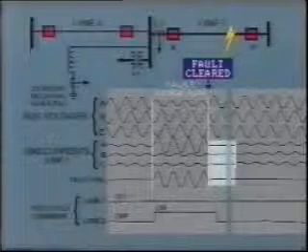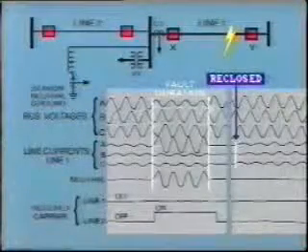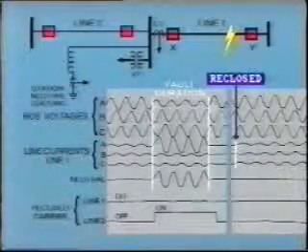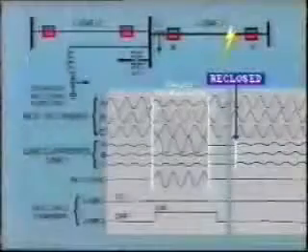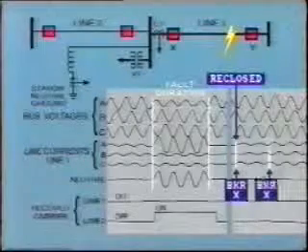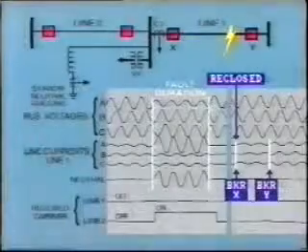This tells us that the line has tripped out of service at both ends. Number 3, the line reclosed successfully after 20 cycles of dead time. This is obvious from the resumption of load current. Notice that the local breaker X closes first, and the remote breaker Y closes about 2 cycles later.